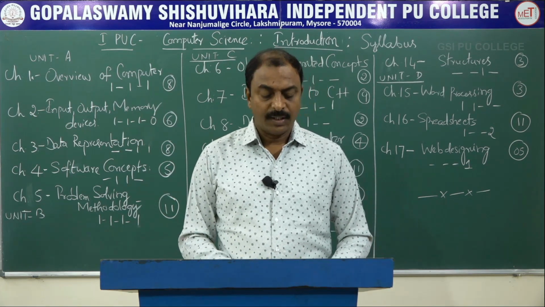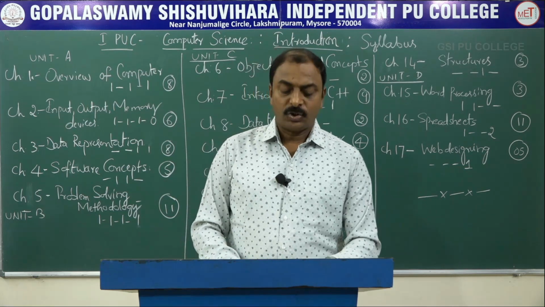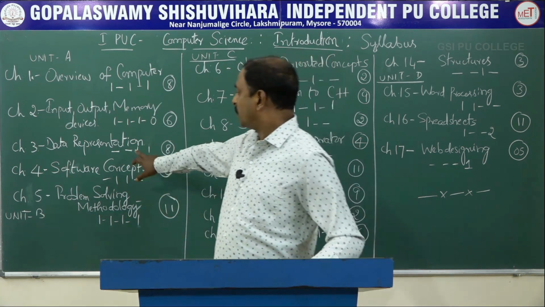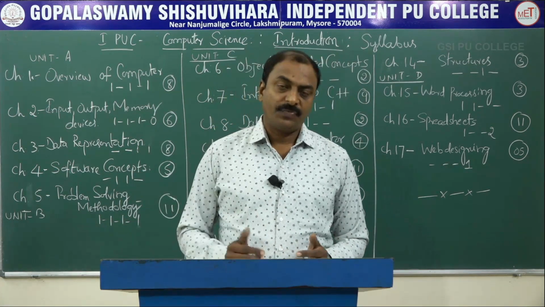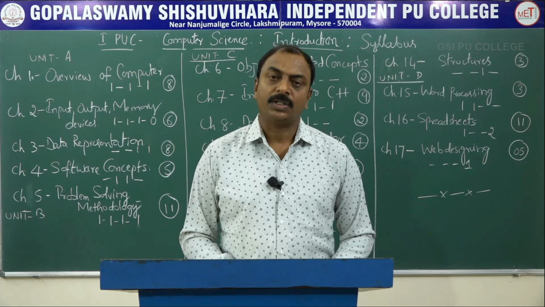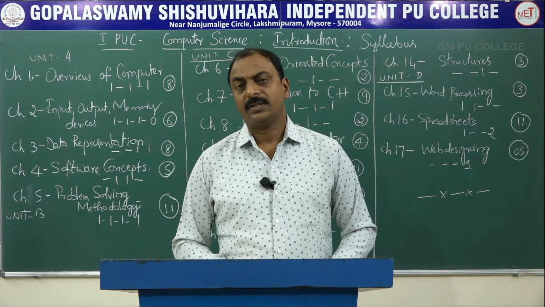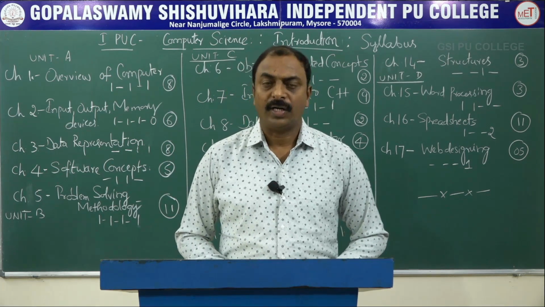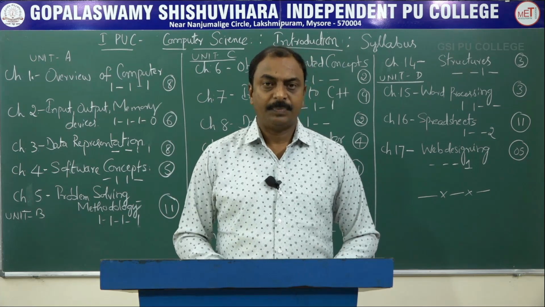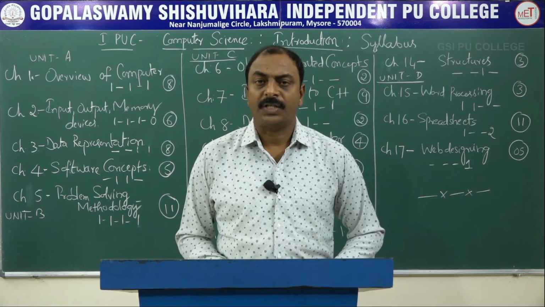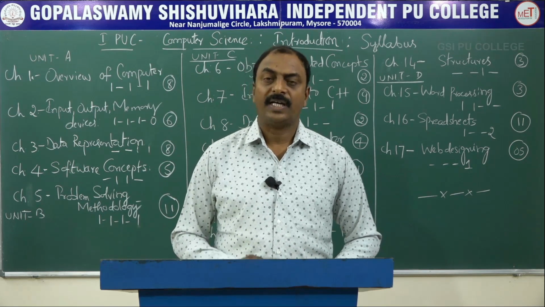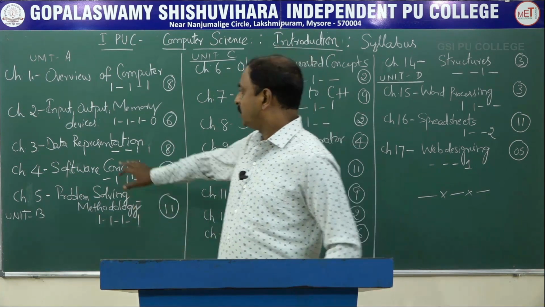And also this chapter ends with some computer codes. We are representing different types of data in the form of computer codes. Generally, you might have heard about ASCII, BCD, EBCDIC. So we are going to learn a brief definition of all these computer coding systems or types of codes. That is under chapter 3.